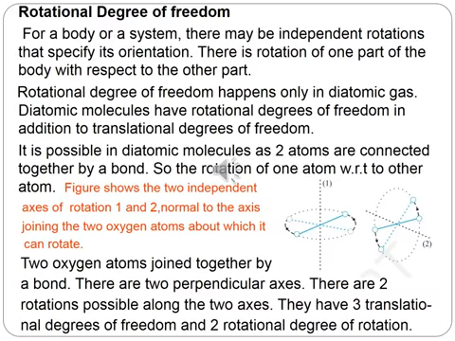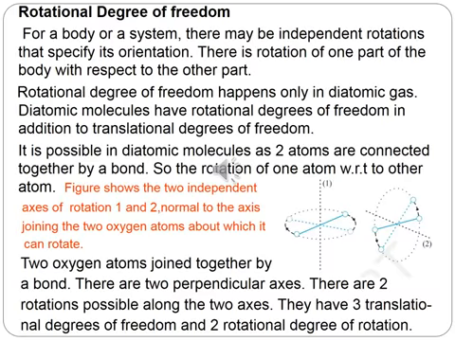Rotational degree of freedom happens only in diatomic gas molecules. These molecules have rotational degrees of freedom in addition to the translational degrees of freedom. It is possible in diatomic gas molecules because they have two atoms which are connected together by means of a bond. So there is rotation of one atom with respect to the other atom.